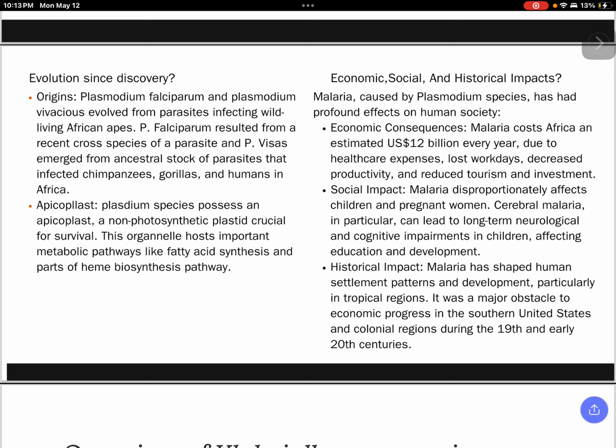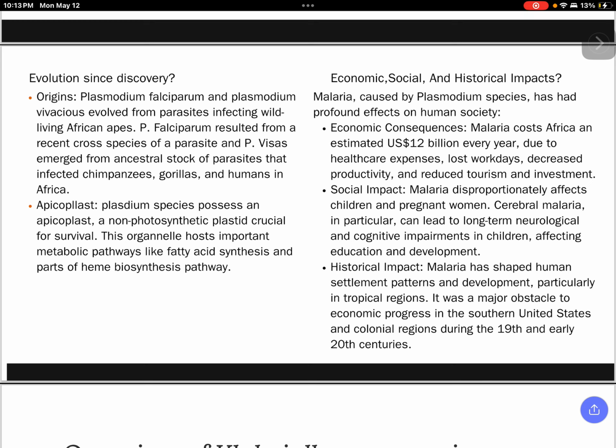Evolution since discovery. Origins. Plasmodium falciparum and Plasmodium vivax evolved from parasites infecting wild living African apes. I'm not going to say that it resulted from a recent cross-species transfer of parasites, and P. vivax emerged from an ancestral stock of parasites that infected chimpanzees, gorillas, and humans in Africa.